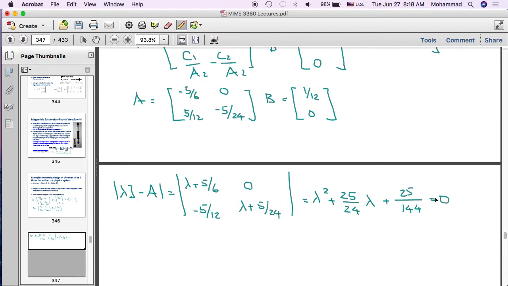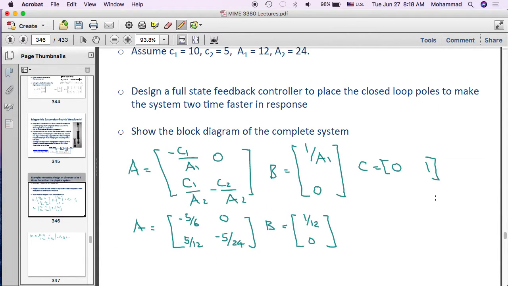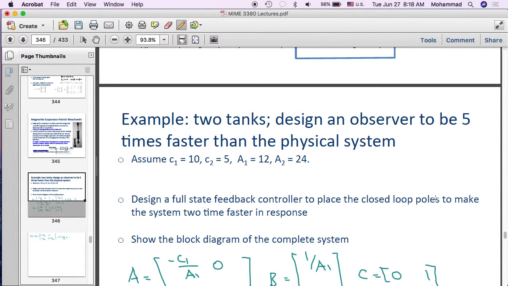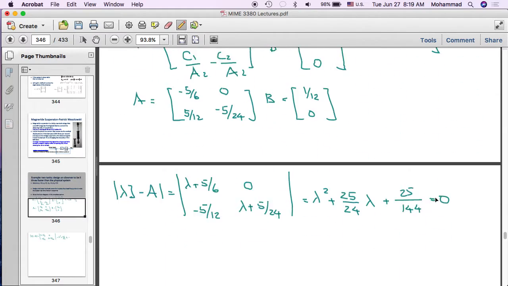Why are you not finding A observer matrix in this case? We will. The question that I received is, why don't you start by looking at the A of observer first? And the answer I gave is, look at the requirement. We want to design an observer that is 5 times faster than the physical system. So we need to first of all find out how fast the physical system is. That gives us a target to become 5 times faster. Very good question. Thank you.